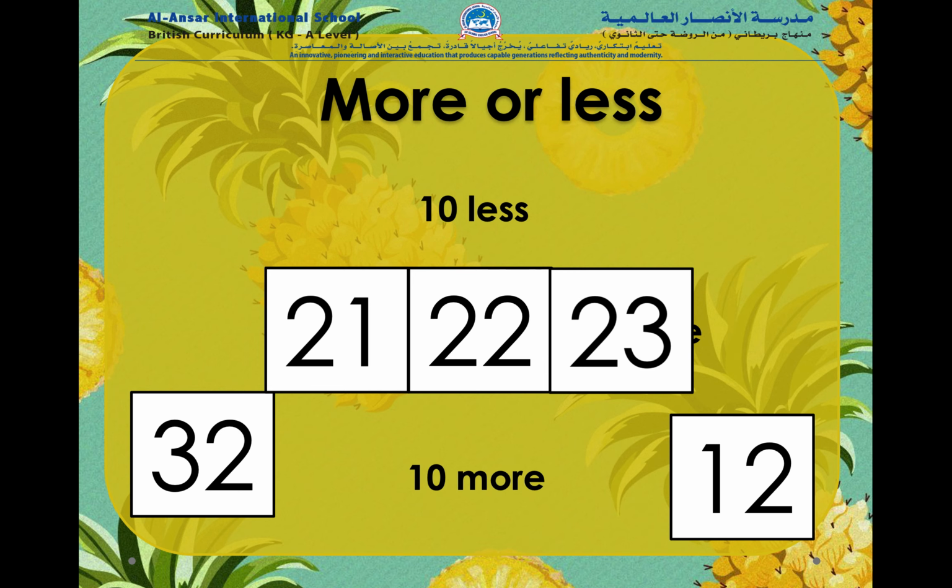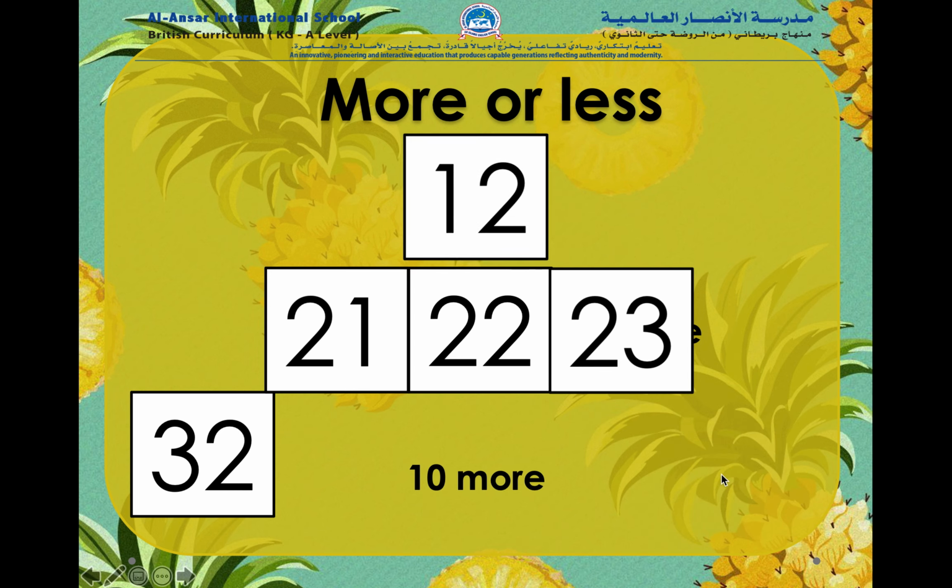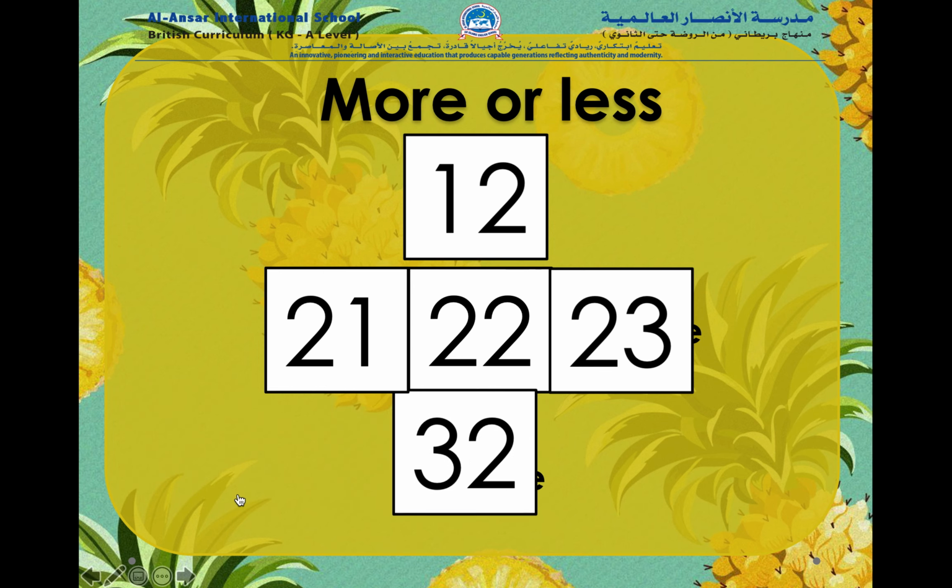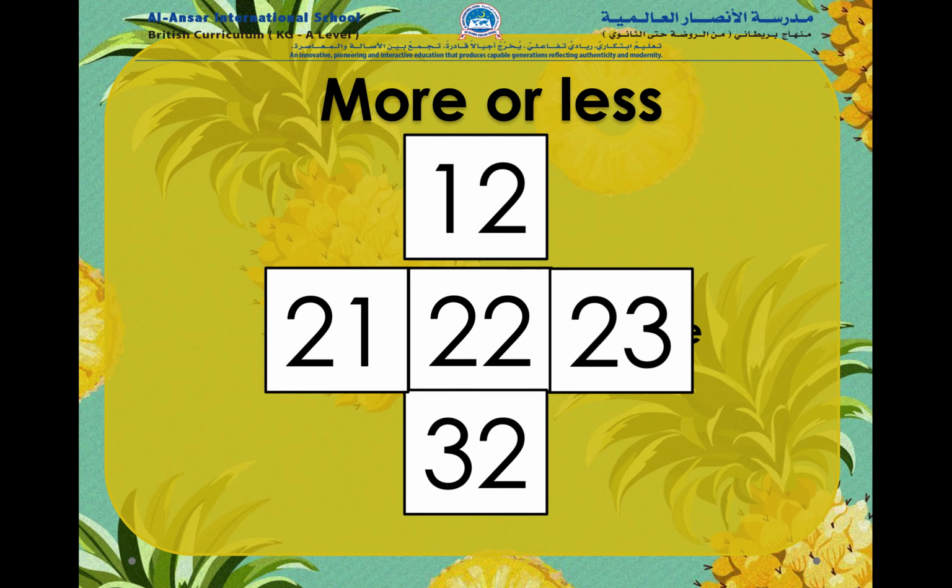Super job! Can you guess which number is 10 less than the number 22? Remember, count backwards for less 10 times. If you've guessed that the number 12 is 10 less than the number 22, super job! You are a star. And the number 32 is 10 more than the number 22. We have to count 10 times forward to help us find the answer.